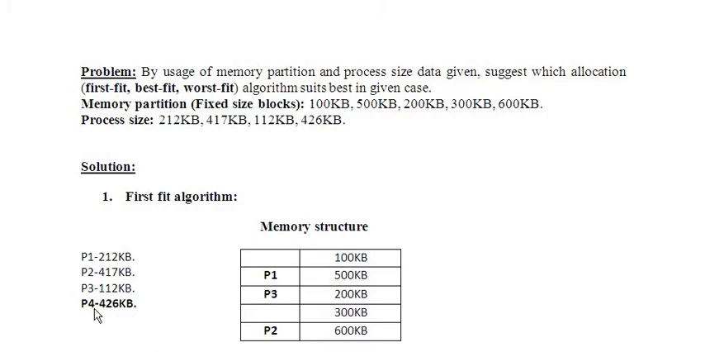Now P4, 426 KB. 100 KB it can't accommodate, 500 it can, but the problem is it has already been occupied. 200 KB it can't be accommodated, 300 it can't be, and 600 it can be, but the problem is it is already occupied by process P2. So this is how we have done the memory structure. That means P4, that is 426 KB, has to wait for its turn.